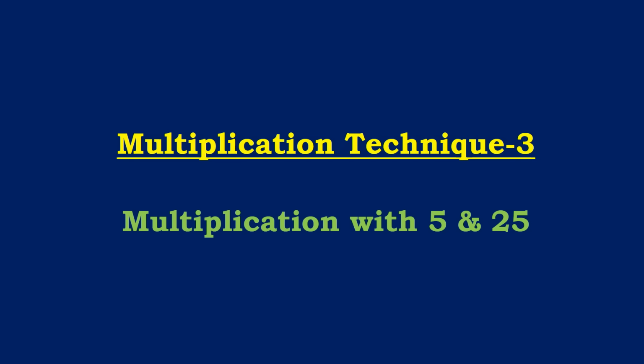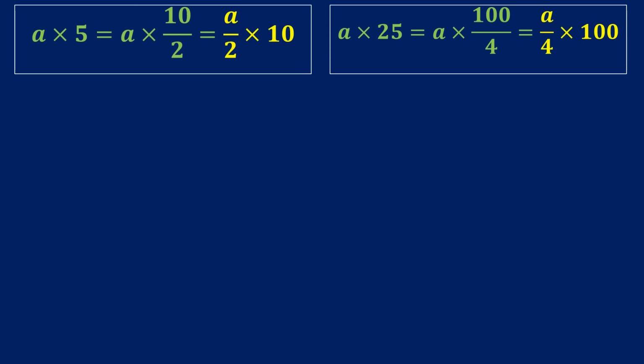The third technique for multiplication is how to multiply numbers with 5 or 25 in less than 1 second. The number 5 can be taken as 10 divided by 2. Whenever you have to multiply a number by 5, to make it simple, you better take half of the number, that is, divide by 2 and then multiply it by 10. Let us take some examples to understand this concept.